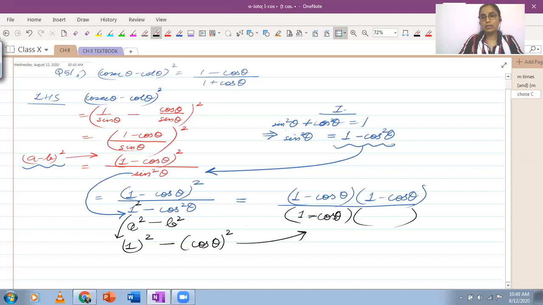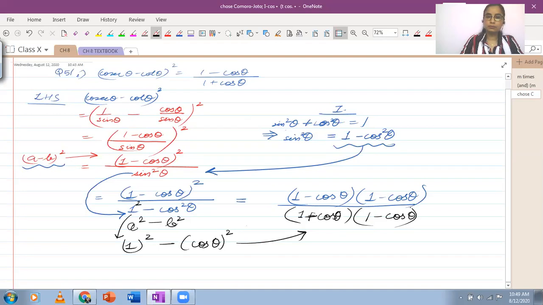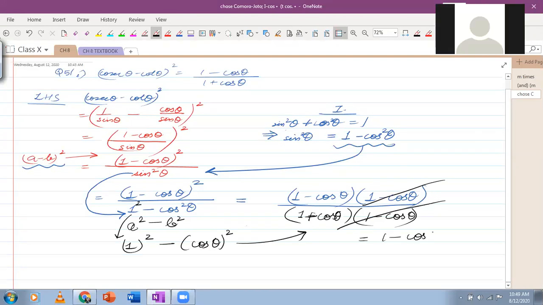A plus B, 1 and plus. 1 plus, yes, 1 minus cos theta. So do you think anything is getting cancelled here? Yes, ma'am. This binomial gets cancelled with this binomial. And what are we left with?